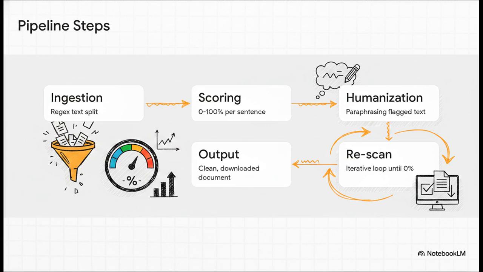The system doesn't just paraphrase once and cross its fingers, it takes the newly rewritten text and scans it again. If the score is still above 0, it just repeats the loop. It keeps checking, rewriting, checking, and rewriting until that document hits a perfect 0% AI score. Finally, step 5 spits out a clean, downloadable document. It's a true AI-in-the-loop pipeline.